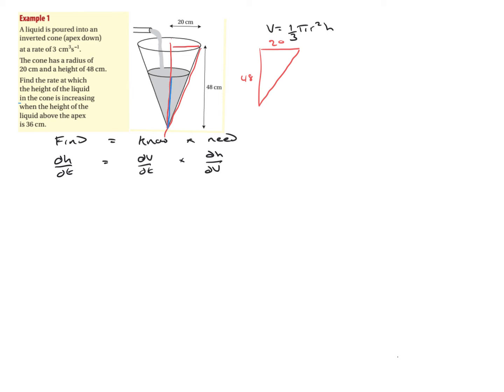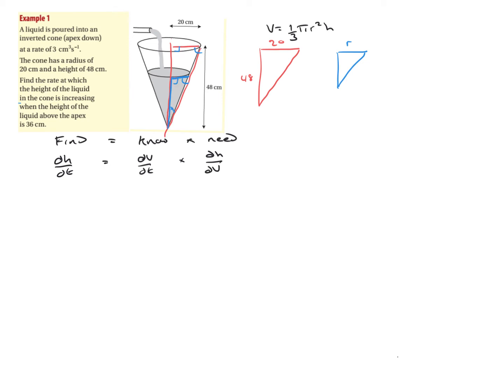So you see here, there's another triangle, and these are similar because those angles are the same, those angles are the same, and those angles are the same. So I'm going to bring out this smaller triangle. And for this one, I don't know what the radius is. It's r, because it's going to change as the liquid changes or as it fills up.